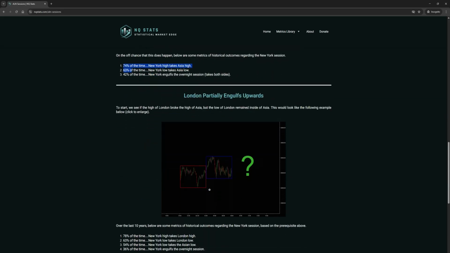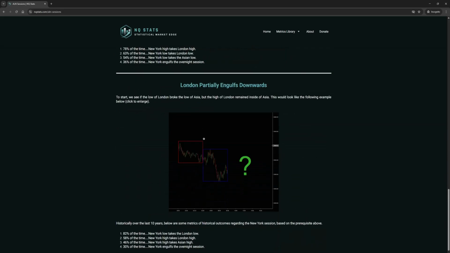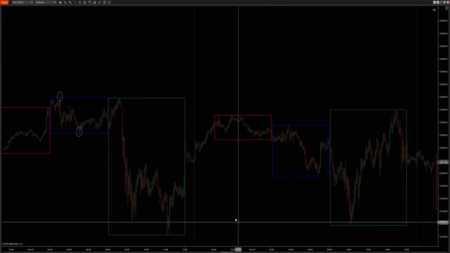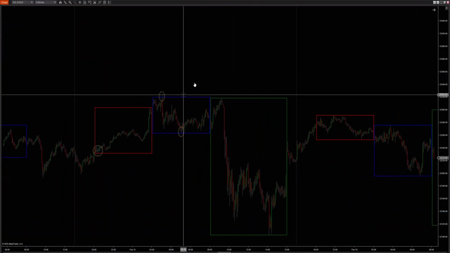Next will be London partially engulfs upwards. That's when the London session takes the high of the Asian session, but not the low. And inverse to that, when London partially engulfs downwards, the London session takes the Asian session low, but not the high.